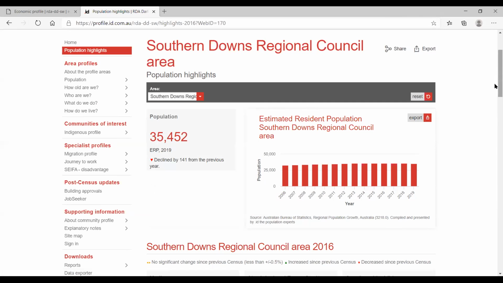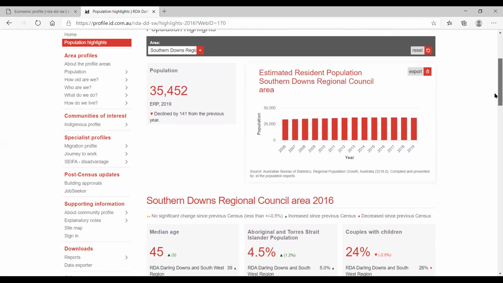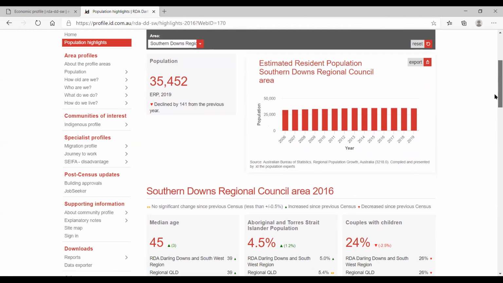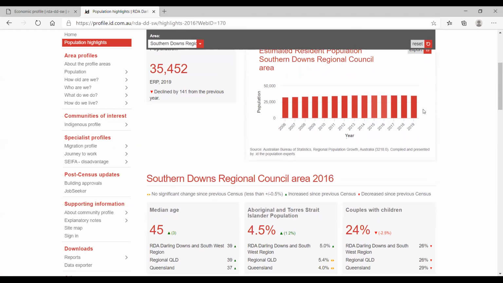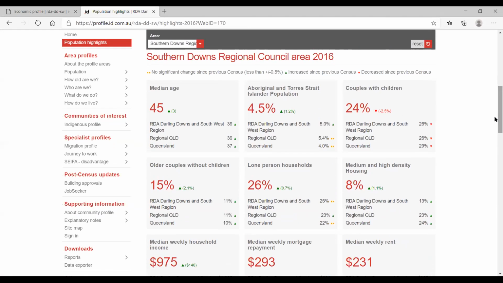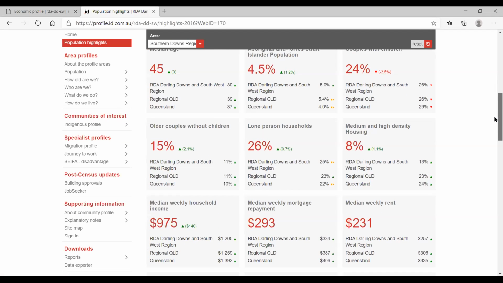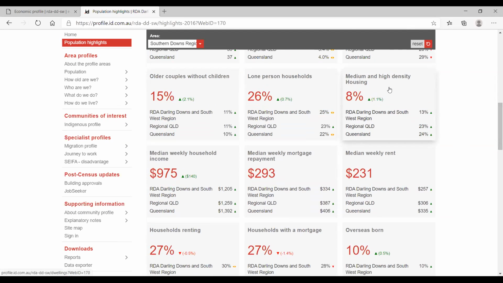Okay, so when I come on here, I see Southern Downs, 35,452, declined by 141 from the previous year. I can see my change over time, so it's been very static. I can see my median age is high compared to Queensland, regional Queensland and Australia. Aboriginal and Torres Strait Islander is about the same. Couples with children, lower. We've got a lower proportion of medium high density, higher proportion of lone person households.